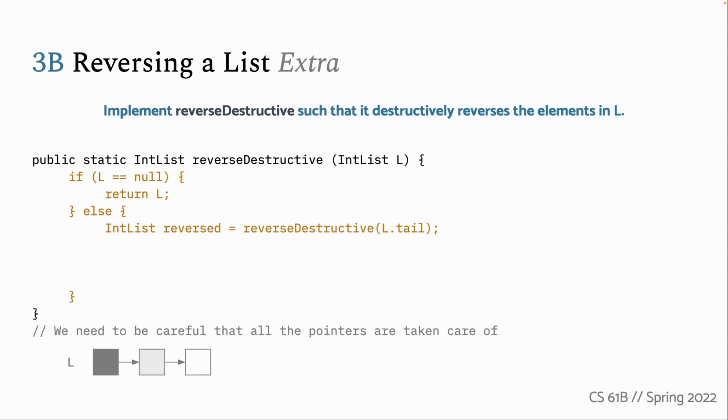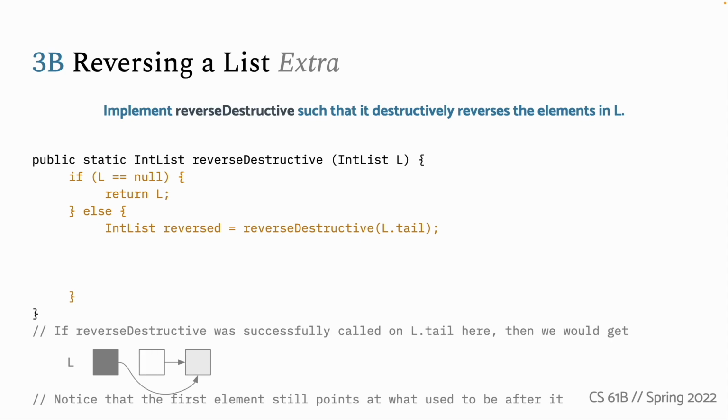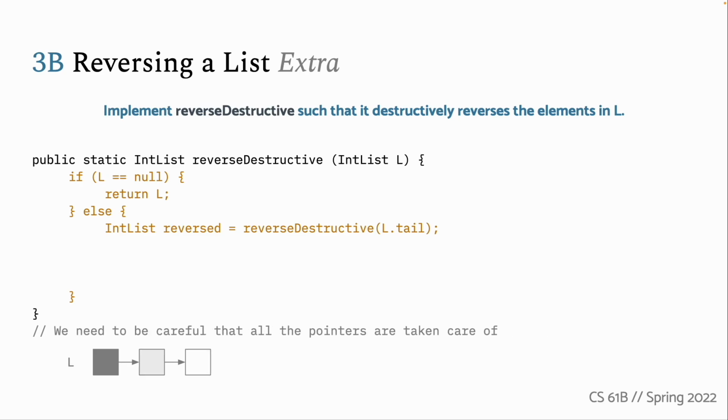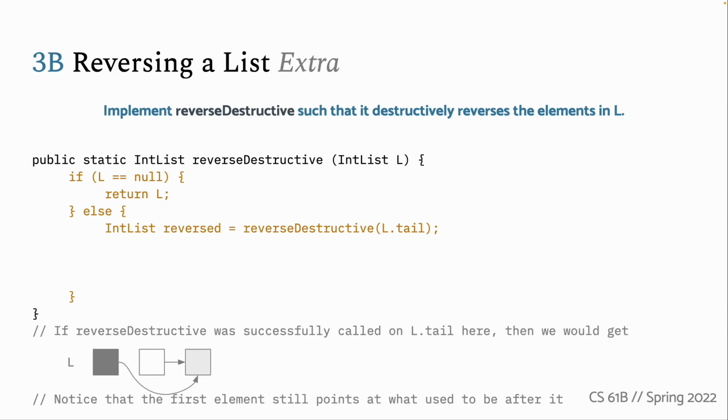And we have to make sure that we're careful that all of our pointers are taken care of here because it's a little bit complicated. So this is what our list looks like right now. If reverse destructive was successfully called on L.tail, we'll get this. Keep in mind it was darkest to lightest. Now the light and the medium dark have switched places because the rest of our list has been successfully swapped.